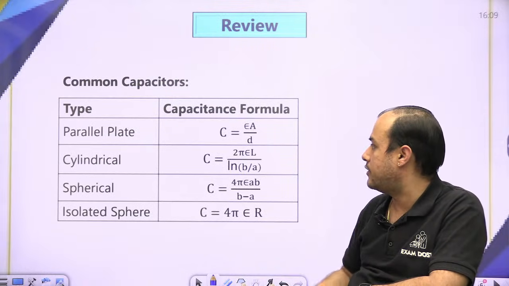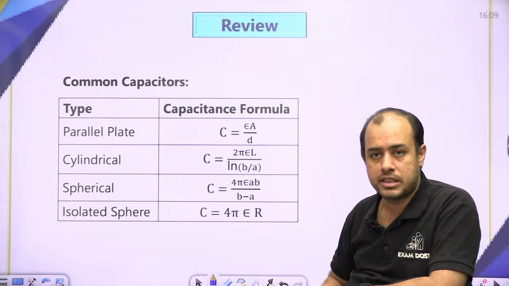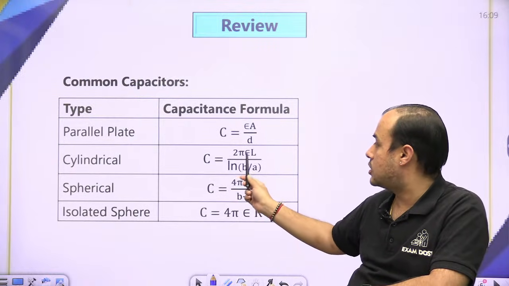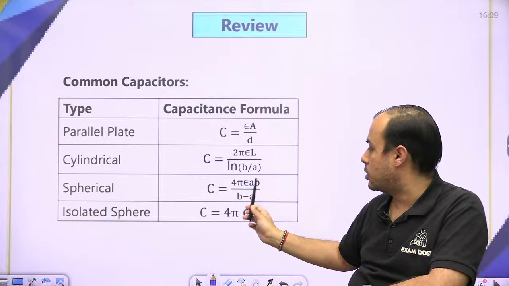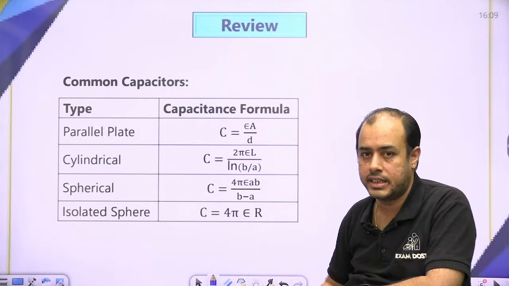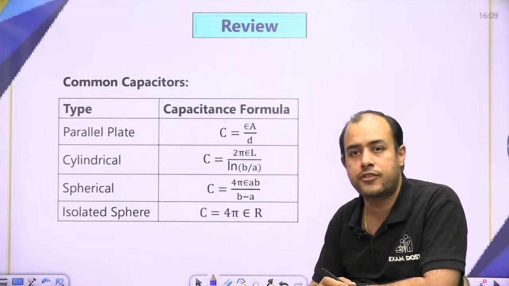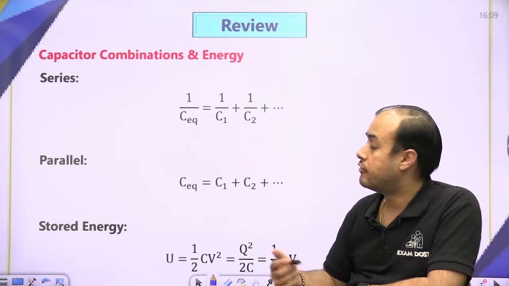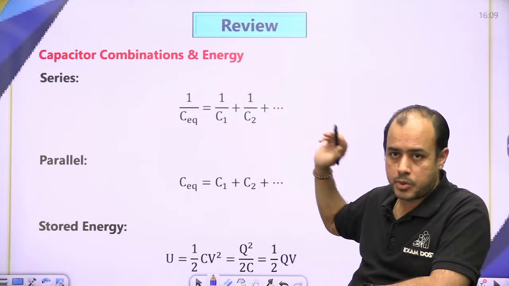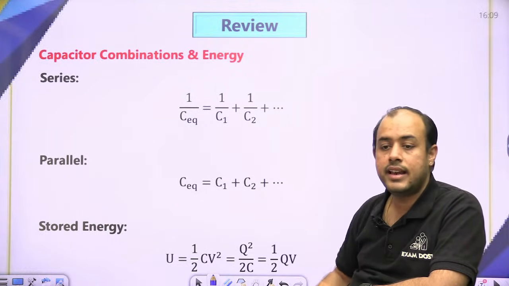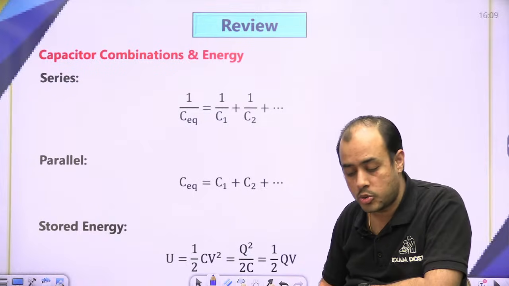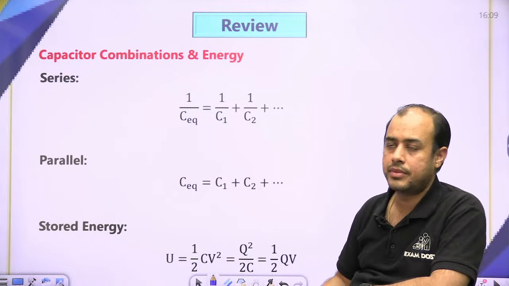Capacitance was Q by V. For parallel plate, epsilon A by D. For cylindrical, 2 pi epsilon L upon log B by A. For spherical, 4 pi epsilon AB by B minus A. For isolated sphere, 4 pi epsilon R. For series, you combine the reciprocal of the capacitance. For parallel, they are directly added. Energy is half CV square, or Q square by 2C, or half QV.